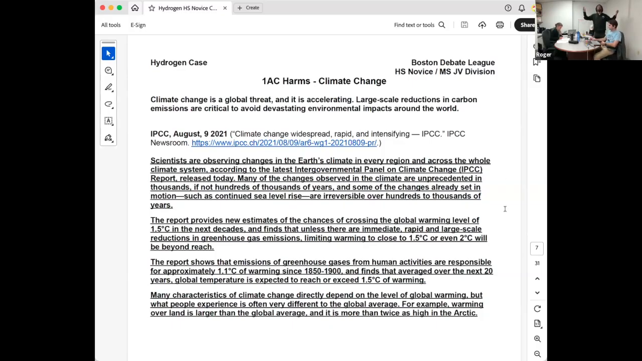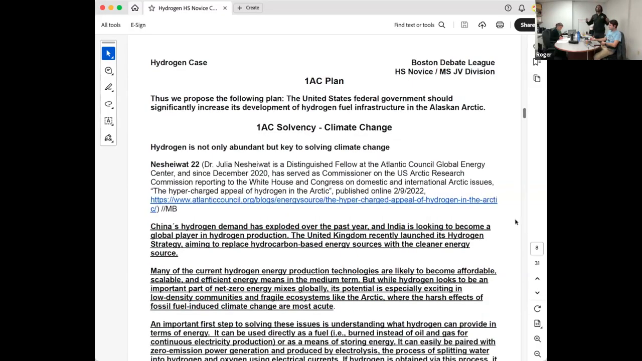And so thus we propose the following plan. This is the affirmative plan. The United States federal government should significantly increase its development of hydrogen fuel infrastructure in the Alaskan Arctic.